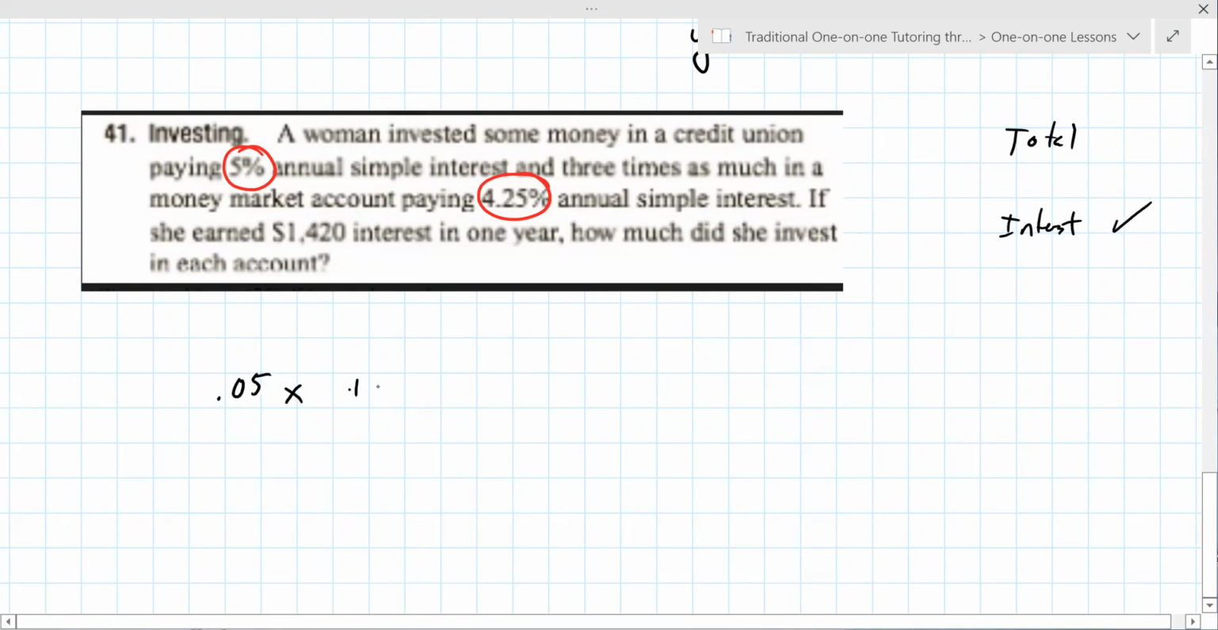0.05x plus, what is 4.25 as a decimal, Luis? Can you tell me that? 0.0425. So if you remember from the last problem, you put a 0 in front of it. So you're always going left 2 decimal places, dividing by 100, and you fill in with a 0. And then 4.25, same thing. You're going left 2 decimal places and you fill in with a 0.